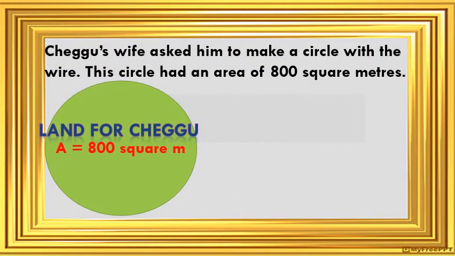But Cheggu's wife was very intelligent. She asked him to make a circle with 100 meters long wire. Since she knew that it had an area of 800 square meters, even more than the area of a square of length and breadth 25 meters.